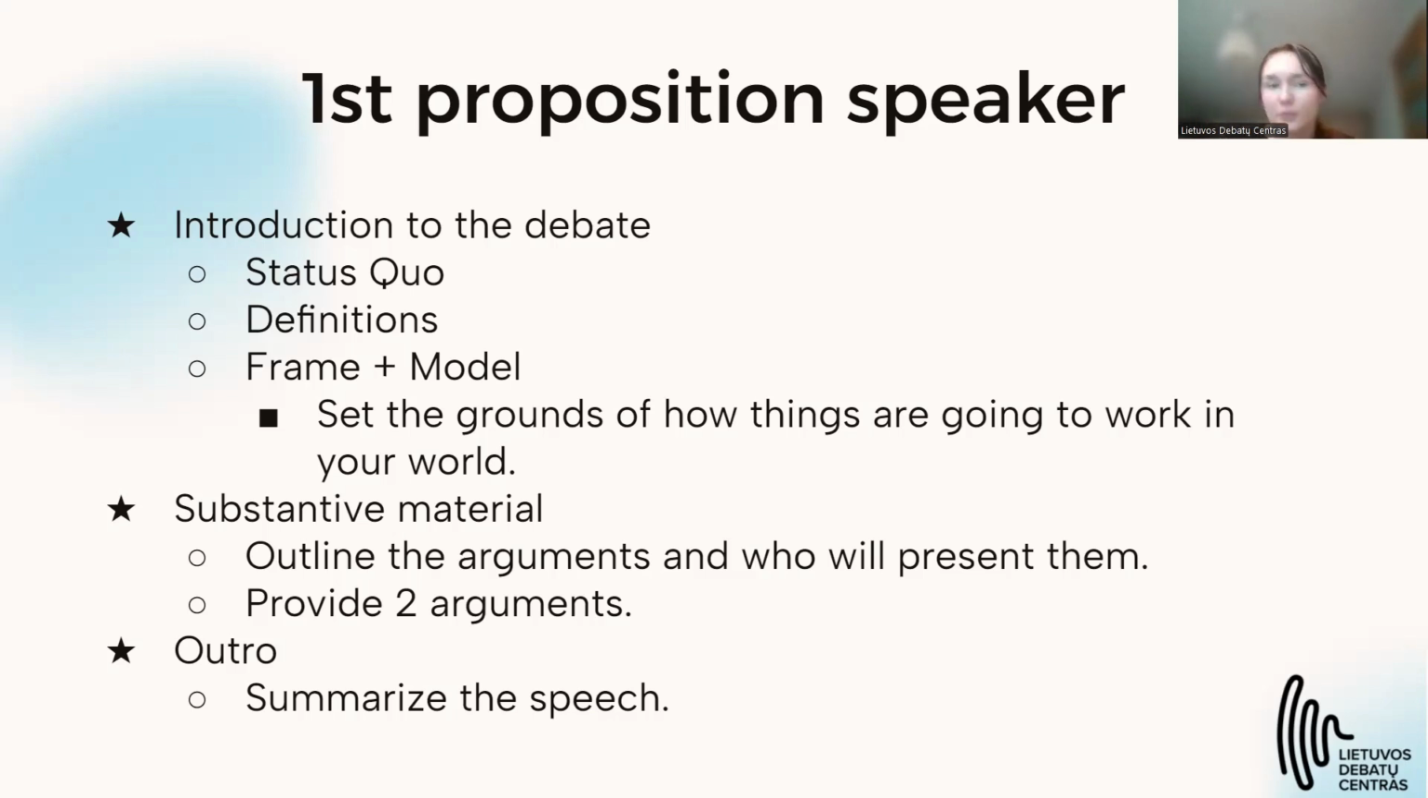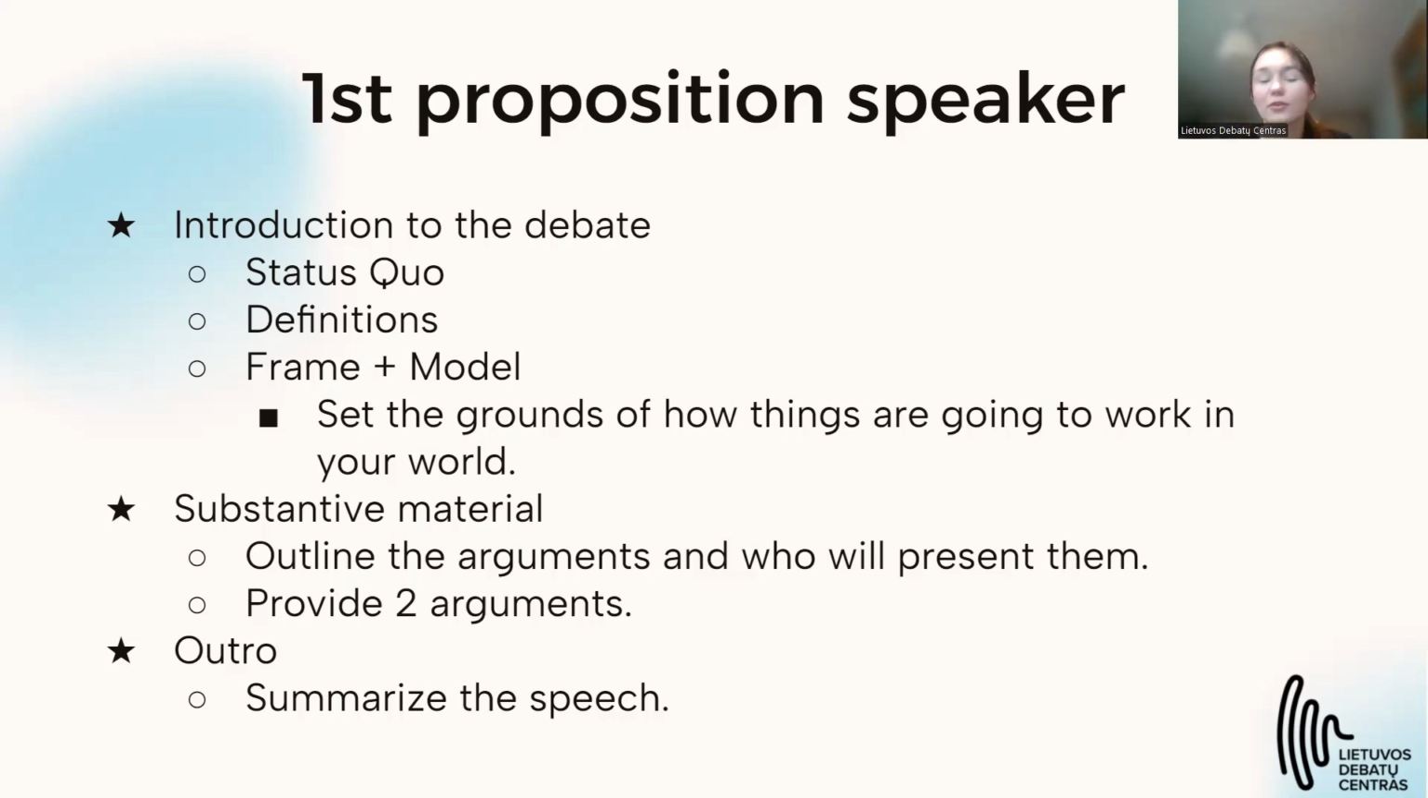Then your duty is also to introduce definitions. Definitions we're going to talk about a bit later in the next slide, but essentially, if you see any word that you think could be a point of contention, something that you disagree on with the other team, you have to define it to prove to the judge that what you believe in is the right definition.